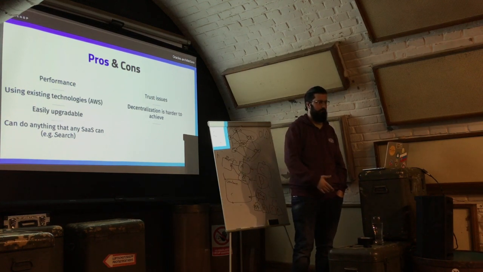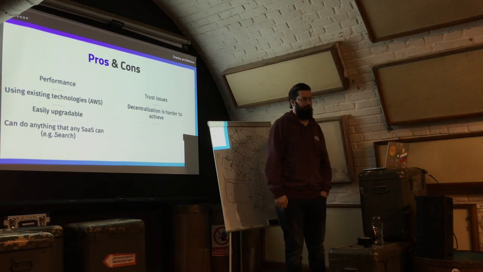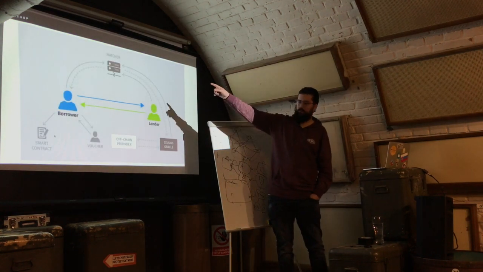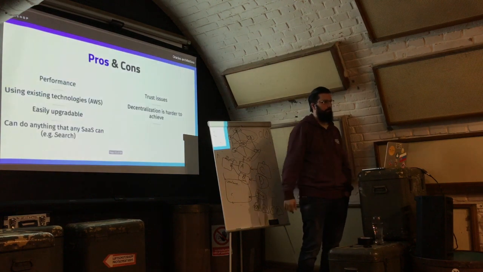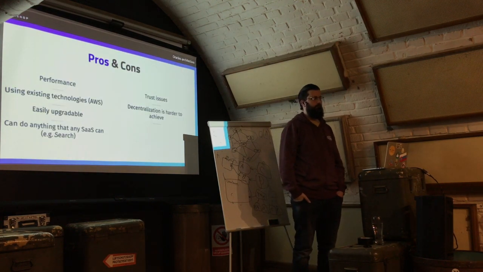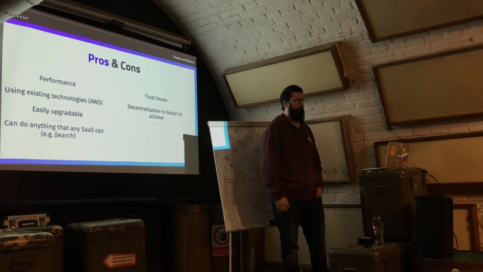So pros: performance, because you have decentralized or distributed business logic, middleware logic and data across various peers. Also, you can use existing technologies like AWS. So this matcher, even though it is a peer, can run on AWS and be a distributed big thing that is very, very smart. So you have competitive matchers. My matcher is better than your matchers.